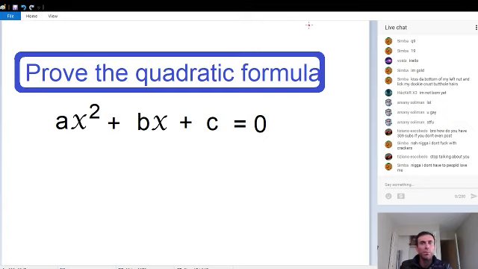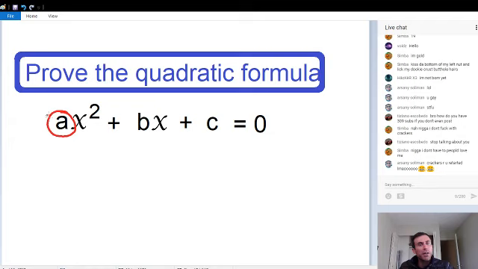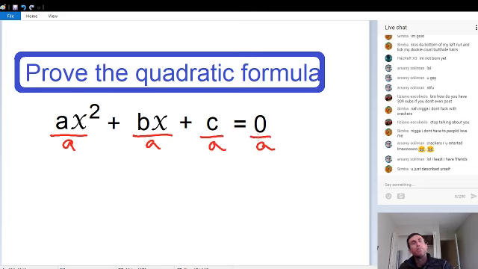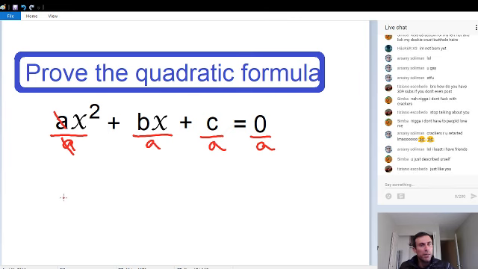So what is our step number 1 for completing the square? Step number 1 is getting rid of the constant in front of the x squared term. So our constant of a, we need to get rid of this. So we're going to divide both sides of this equation by a. All right. And notice how the a's cancel each other out in front of the x squared term. So the only thing we're left with is x squared.